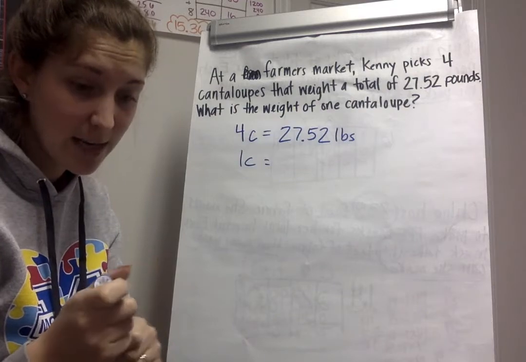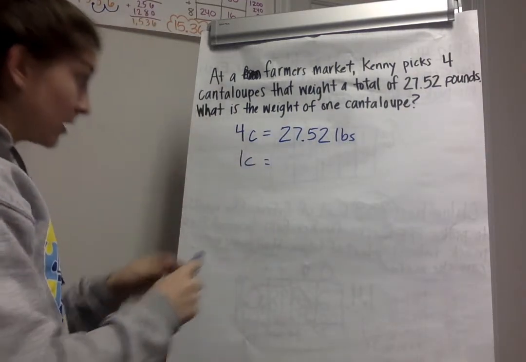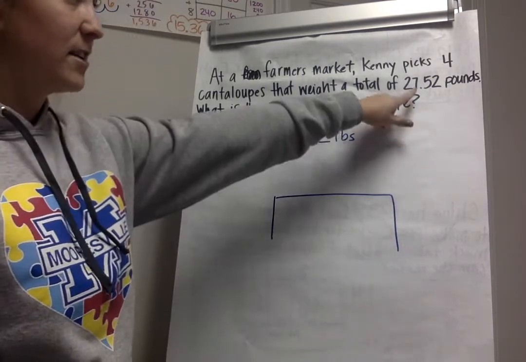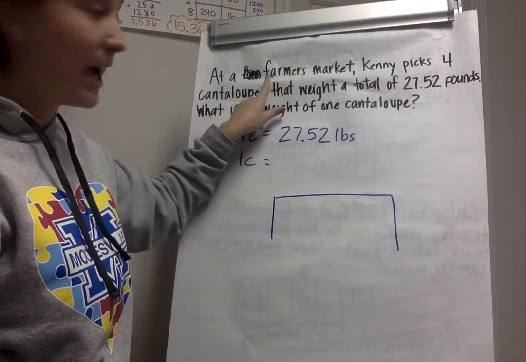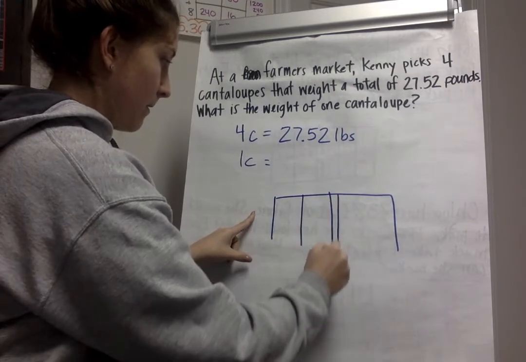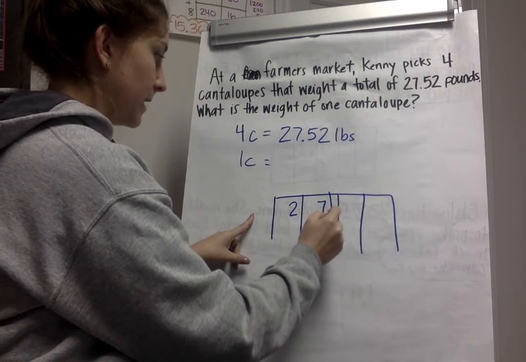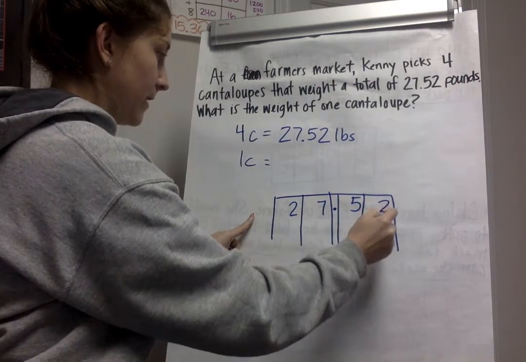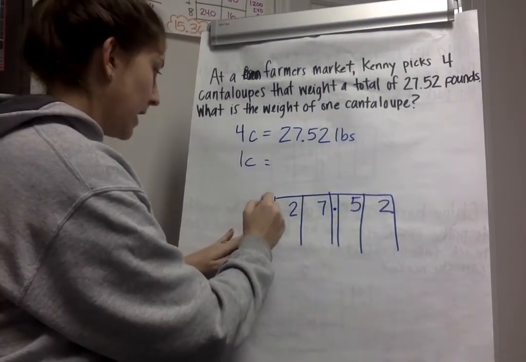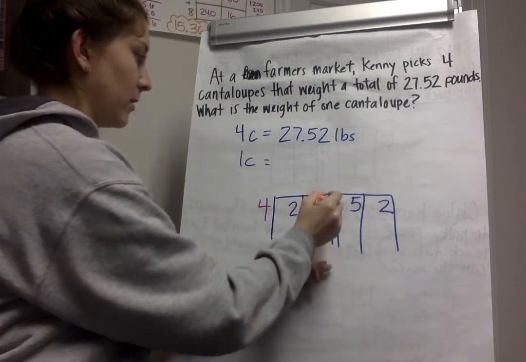So, I've got to set up a division problem again. Uh-oh, drop my marker. So, I'm going to go ahead and make my box out. And I know that I've got to divide the pounds by how many I have, which is 4. So, I'm going to set up my box. I've got my 2, my 7, my decimal, my 5, and my 2. I'm going to have my 4 that goes on the outside, and this time I'm going to divide in orange because we're talking about cantaloupes, and cantaloupes could be orange.